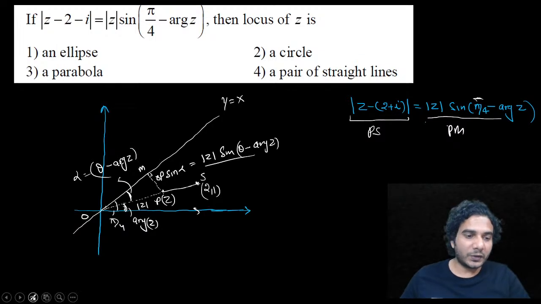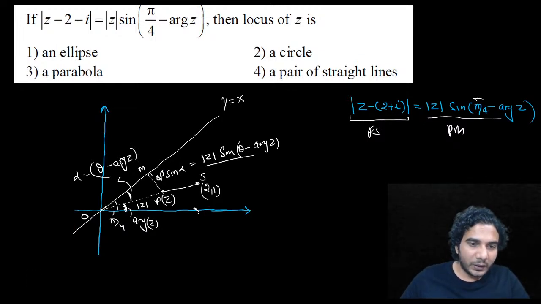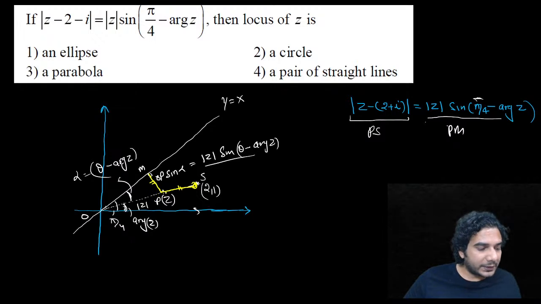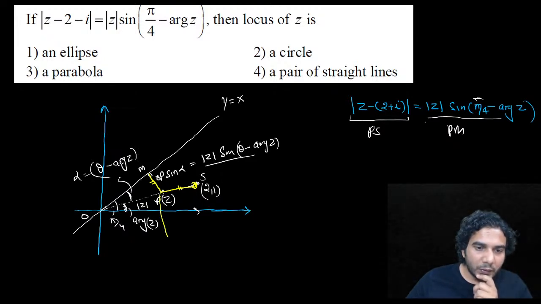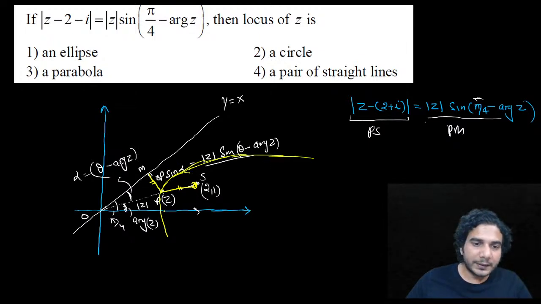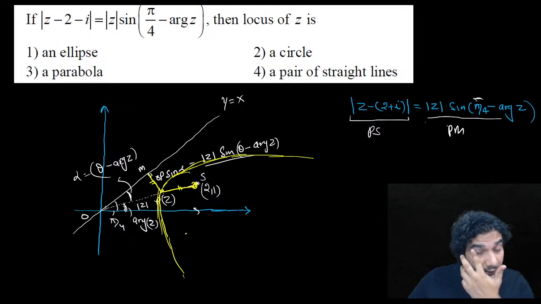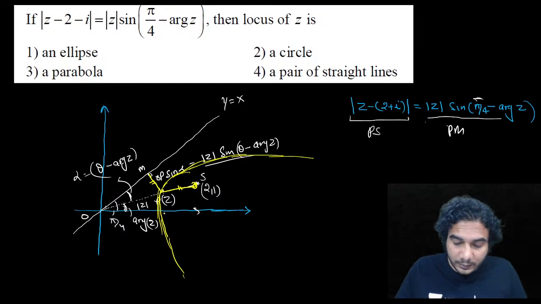That means the distance of P from S, these two distances, are equal, right? Let me mark with yellow color. So P moves in such a way that its distance from a fixed point S is equal to its distance from a fixed line y is equal to x, right? So locus of P will be a parabola. Okay, we've got the locus of P, a parabola like this. The diagram is not looking that good, but it's a parabola.